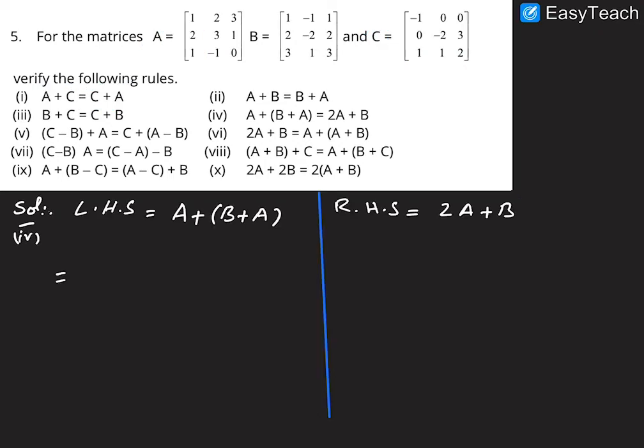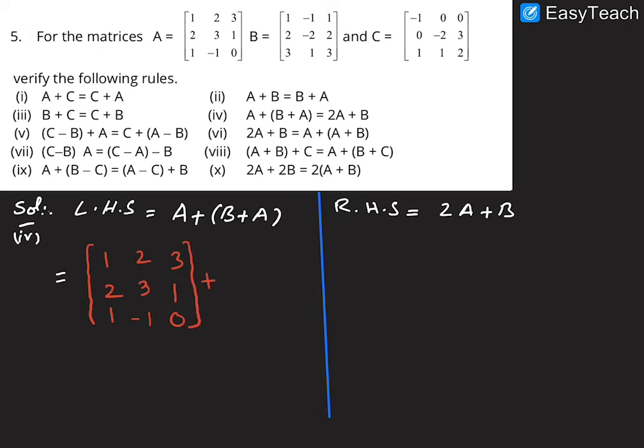Next question, part 4. I am doing some parts; the remaining are the same. So 4 is A plus B plus A. So what is A? Let's write A here. A is 1, 2, 3, 2, 3, 1, and 1, minus 1 and 0.